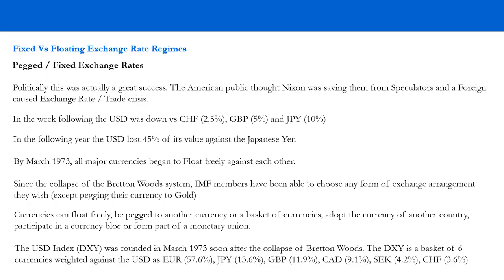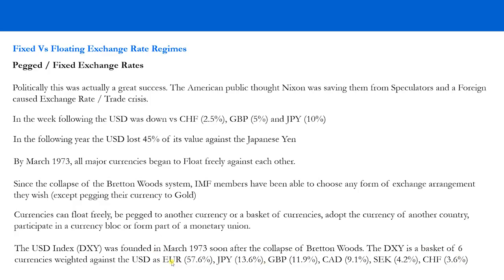And in March 1973, the US dollar index was founded. The DXY, the dollar index, is a basket of 6 currencies weighted against the US dollar: the euro, which is 57%, the yen, 13.5%, sterling, 11.9%, Canadian dollar, 9.1%, Swedish krona, 4.2%, and the Swiss franc, 3.6%. That's the modern DXY.